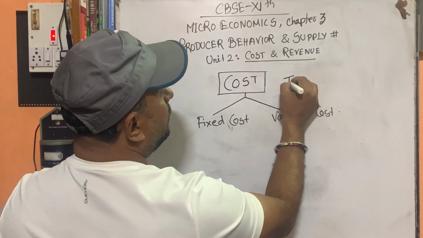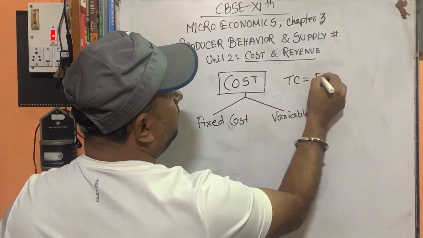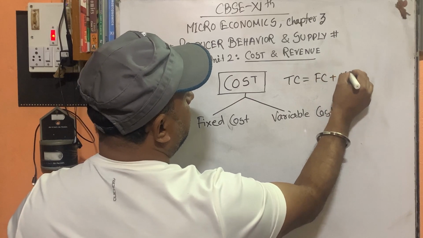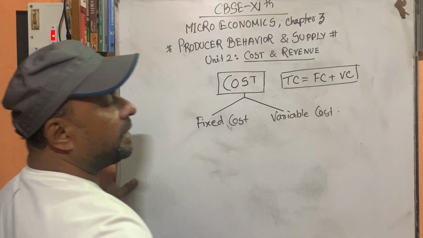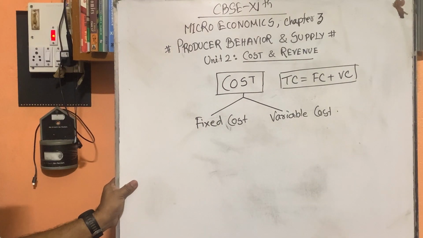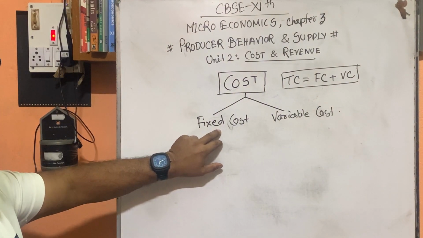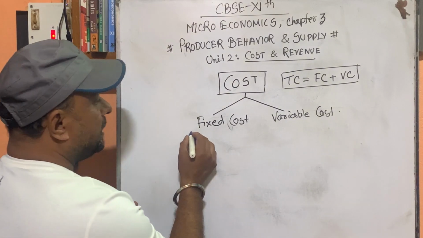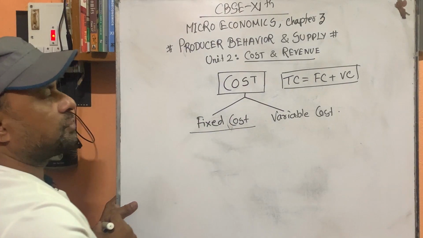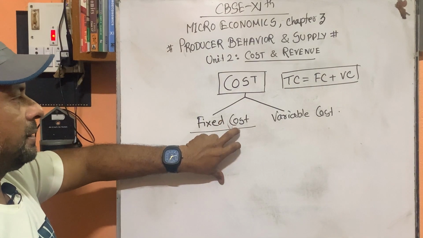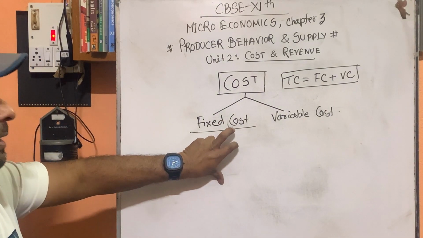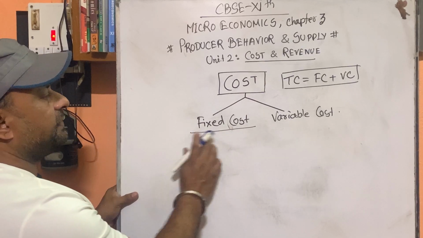So total cost we can write as the sum of fixed cost and variable cost. This is our first formula of this chapter. Total cost or cost is the sum of fixed cost and variable cost. Fixed cost means the cost of fixed factors of production. For example, cost of machine, cost of technology, cost of permanent staff of the company, these all are fixed cost.